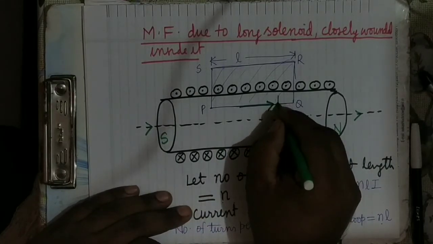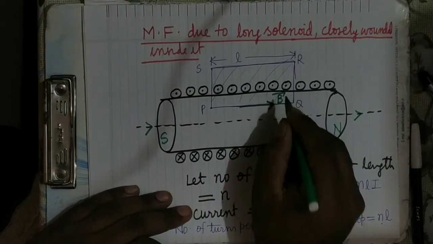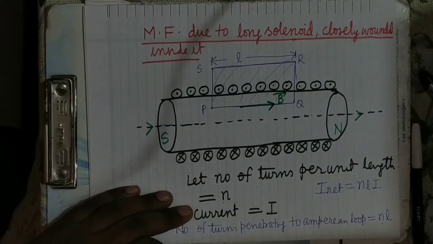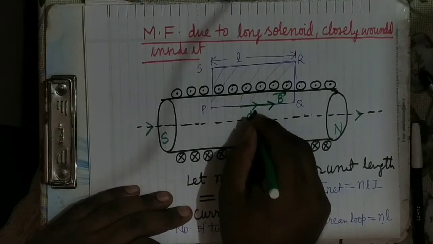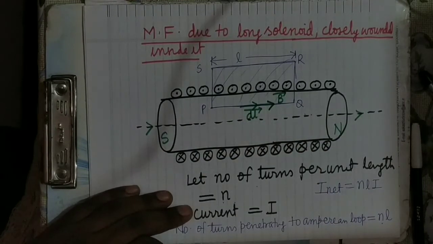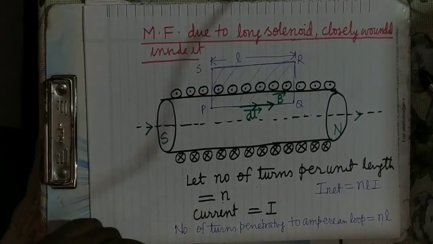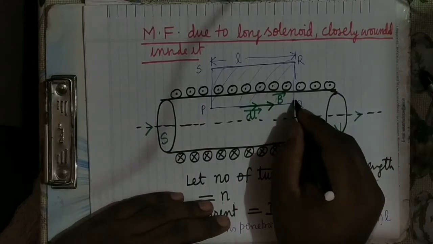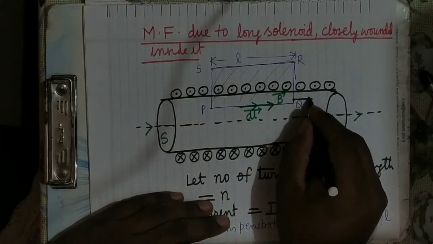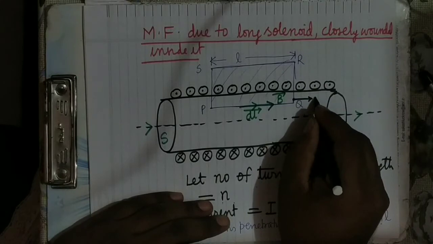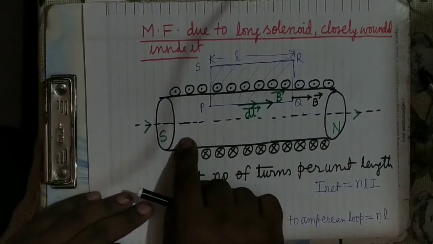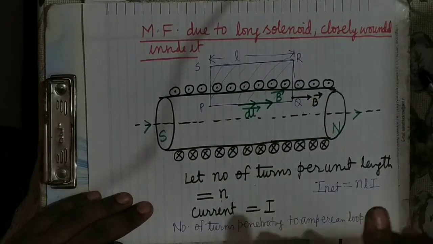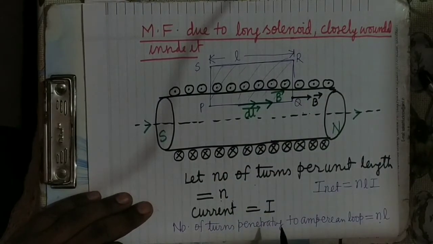What will be the vector dl? Vector dl will be along the length of the Amperian loop. It will be here, this. Over PQ, vector B and vector dl are both in the same direction. But over QR, vector B will be this, because everywhere inside the solenoid there is a uniform magnetic field in this direction.